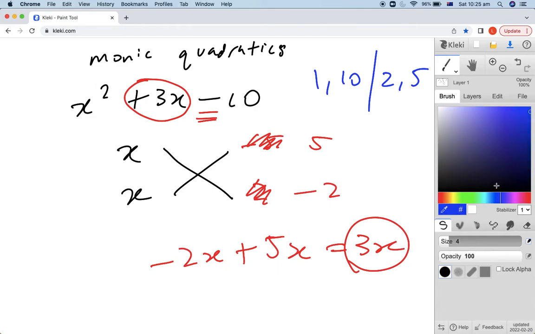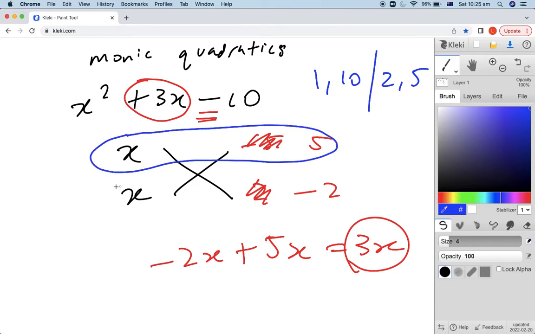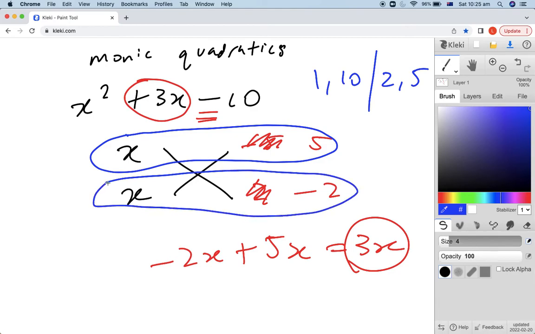And as mentioned earlier, when we're writing the factorized version, what we want to do is follow it straight across, and just like that. So we can see that our final solution is going to be given by x plus 5 in brackets, x minus 2 in brackets. And that is how we factorize a question like this.